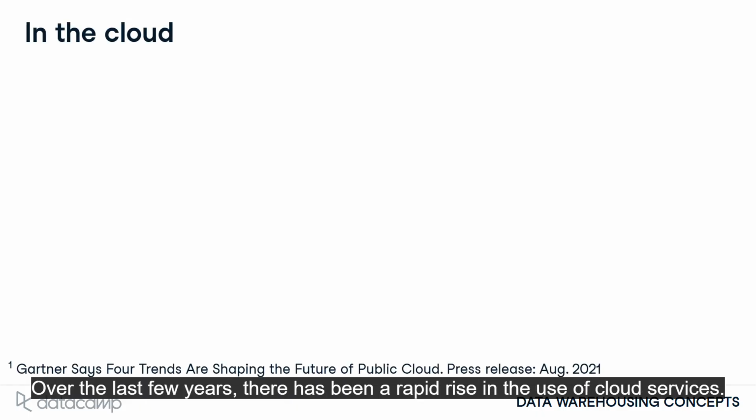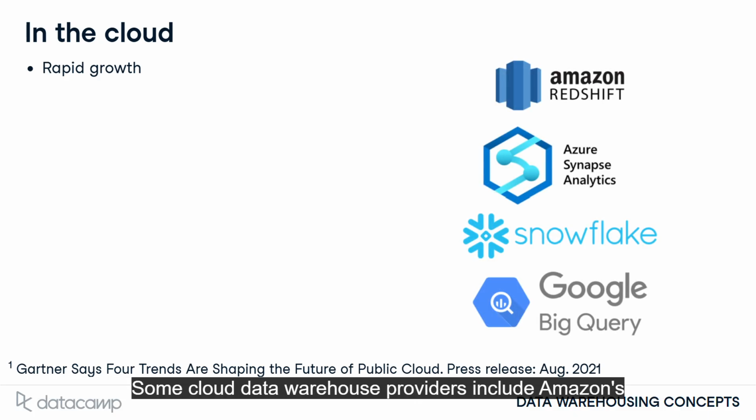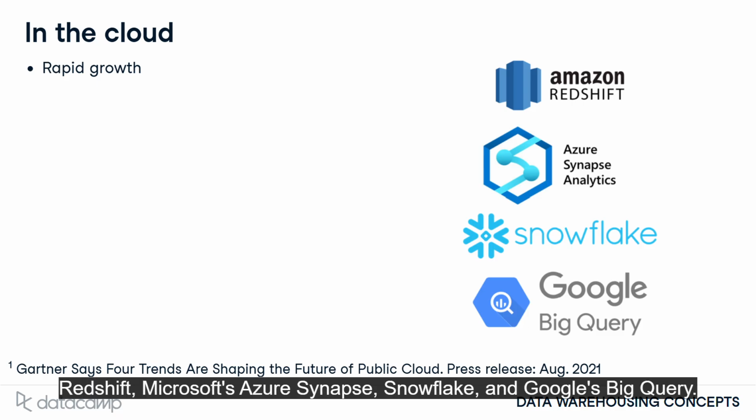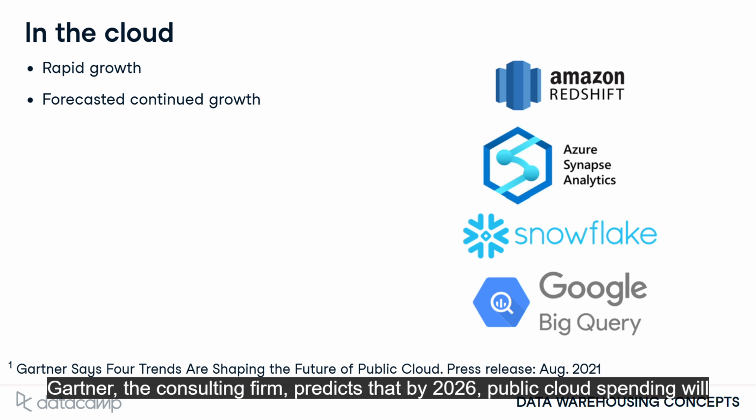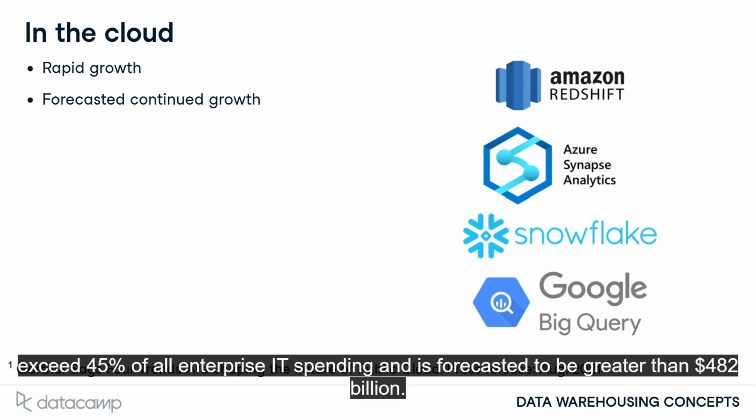Over the last few years, there has been a rapid rise in the use of cloud services. Some cloud data warehouse providers include Amazon's Redshift, Microsoft's Azure Synapse, Snowflake, and Google's BigQuery. Gartner, the consulting firm, predicts that by 2026, public cloud spending will exceed 45% of all enterprise IT spending and is forecasted to be greater than $482 billion.